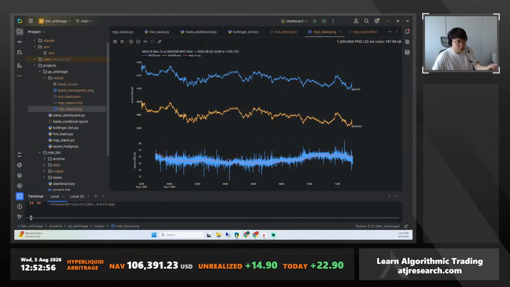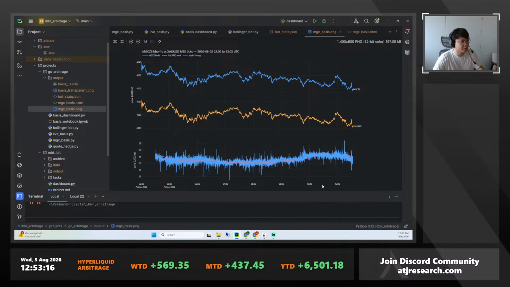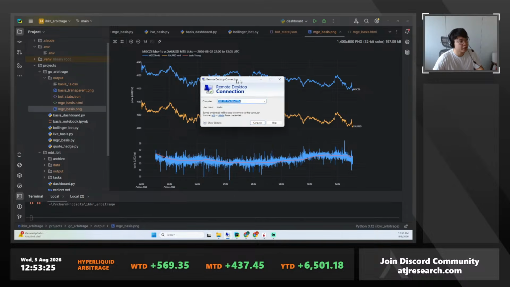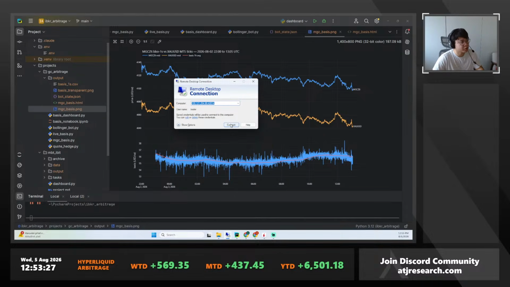So, a quick recap on the current project. As you know, we're trying to deploy our gold strategy between MGC Z6 futures, which is the December contract, which expires in December. And we're going to try to arbitrage that against XUSD on MT5. Here again, this is the current basis. Today I've already prepared a new server, so we're going to deploy the strategy on our remote server.